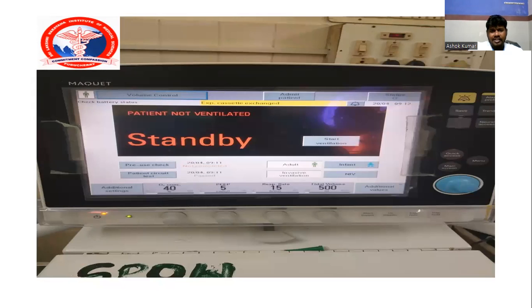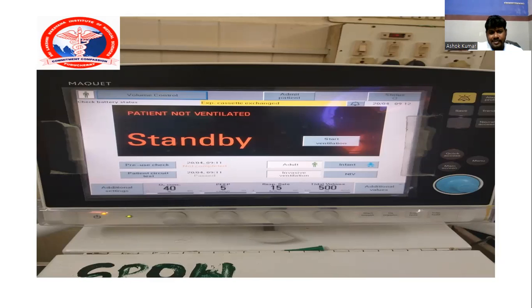Then this is the final test after all the pre checkup is done. Once all the previous tests are done, the machine should be in standby mode. We can start the ventilator by clicking the start ventilation. And this is showing the previous checkup is passed.